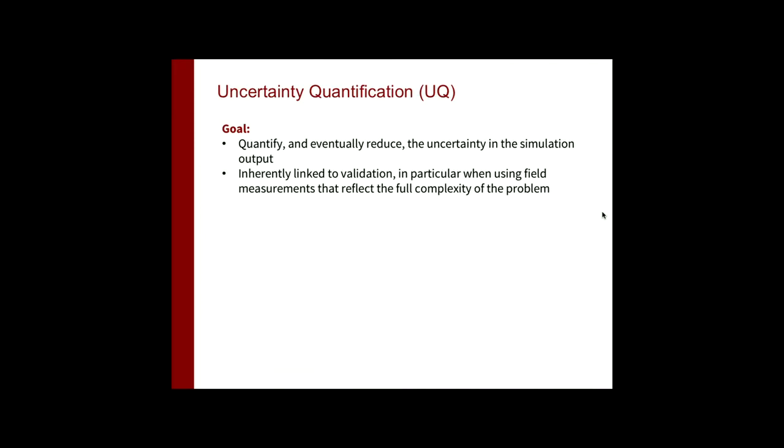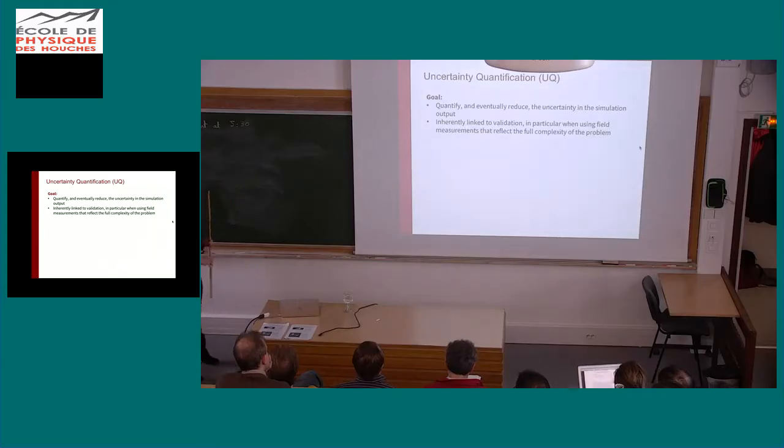So what is uncertainty quantification? The goal is to quantify and eventually reduce the uncertainty in our simulation output, right? Experimentalists are supposed to give error bars on their experimental results. Well, we as computational scientists should maybe start thinking about doing that as well.